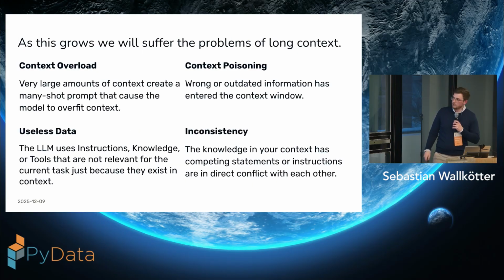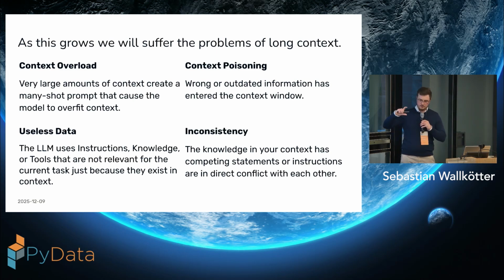Right, now we get to some of the fun stuff. We have our prompt, we build our application, it grows over time, and the system prompt gets longer and longer. At some point, a pure system prompt will fail. Now what I want to introduce to you is what I call the deadly sins of context engineering: context overload, context poisoning, useless data, and inconsistency.